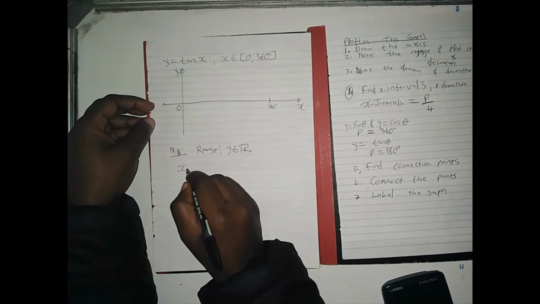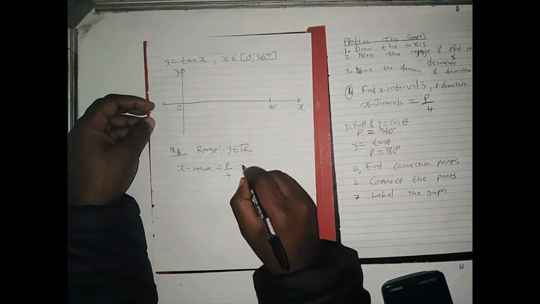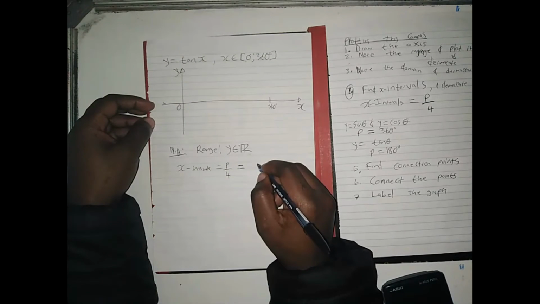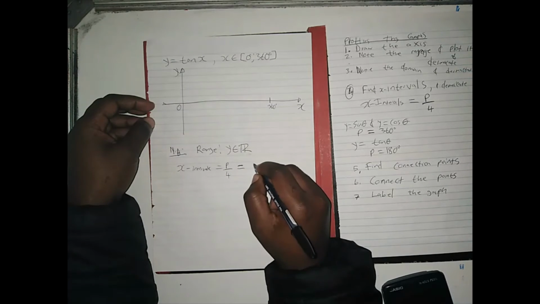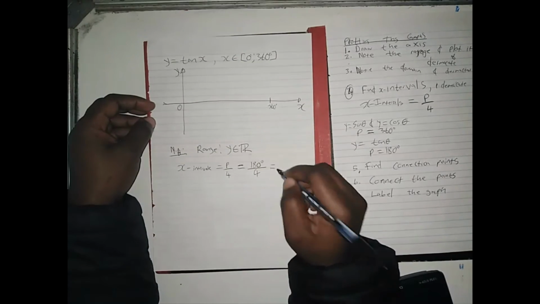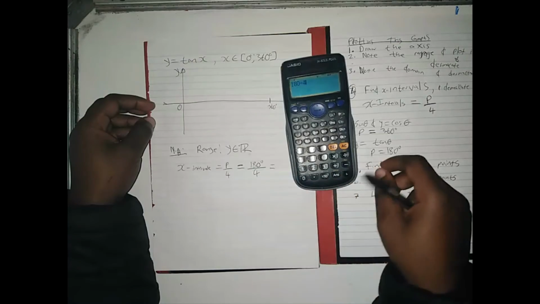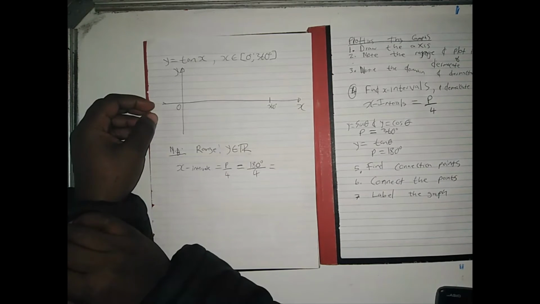Now the domain is 360, so we're going to have 360. And then we need to find the intervals. So the intervals here, we're going to say p. Remember, we said p is 180. So the x intervals are equal to p over 4, which is 180 degrees divided by 4. What is 180 divided by 4? I think it's 45. Let's check. Aha, I'm right. It's 45 degrees. So the intervals are going to be 45.